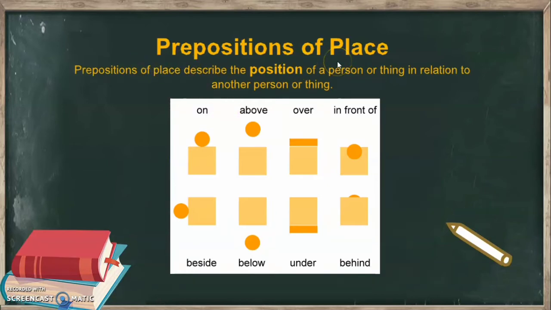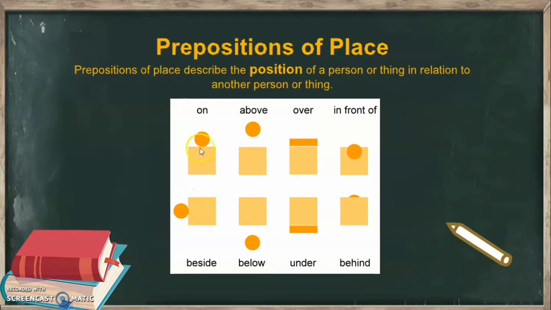Prepositions of place. It's very easy to remember if you look at this illustration here. If you forget what is on, above, over, in front of, beside, below, under, behind, you can always go back to this. Take a screenshot, download, save it on your phone, in your computer, or draw it on paper. You can choose whatever method you want to use so you can remember.